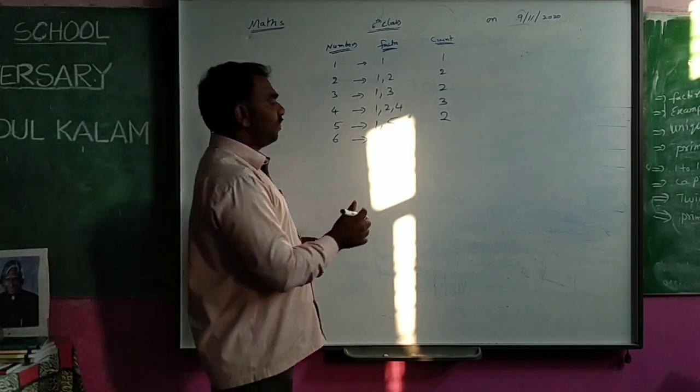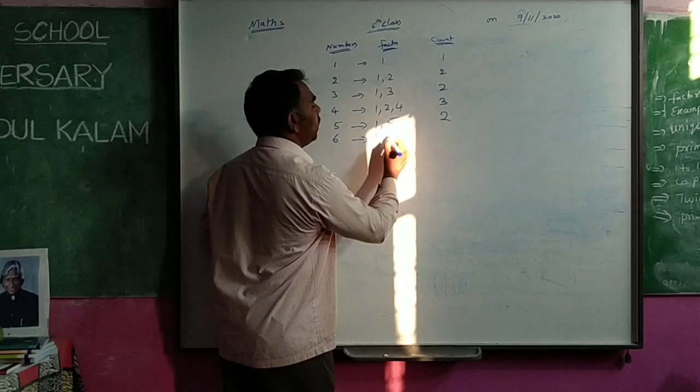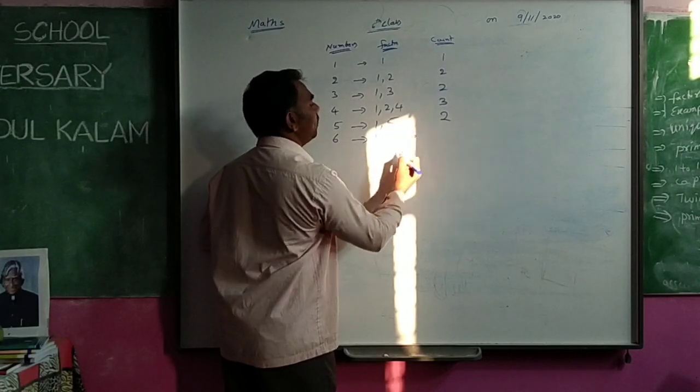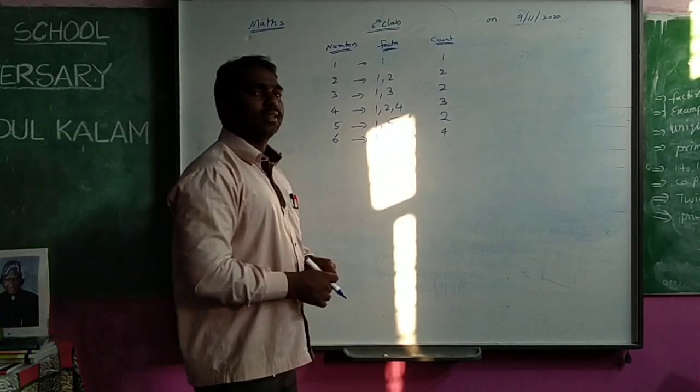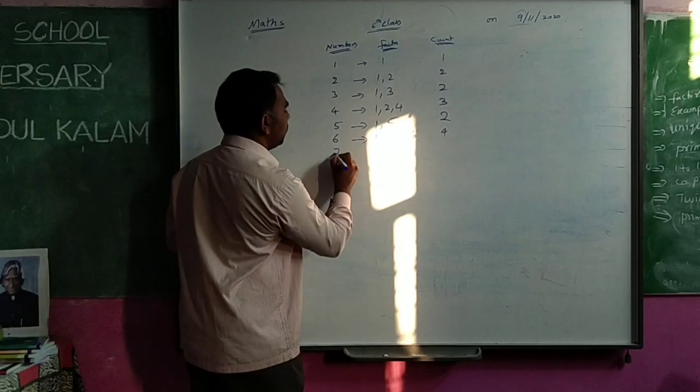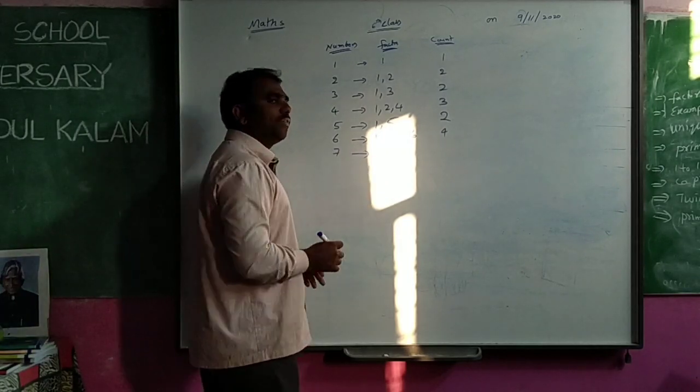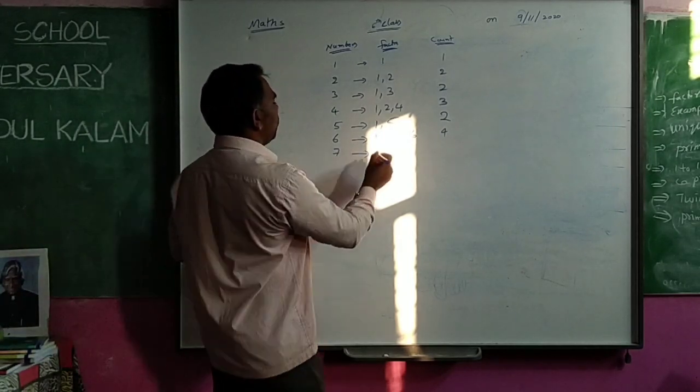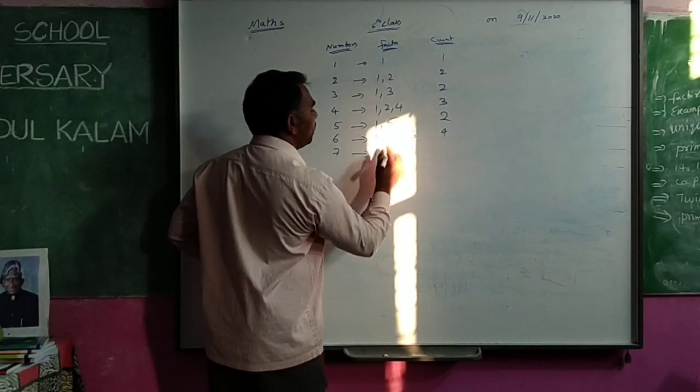Next take 6. What are the factors of 6? Can you say? 1 table, 2 table, 3 table, 6 table. So totally 4 factors are there. Take 7. What are the factors of 7? Yes, 1 and 7.